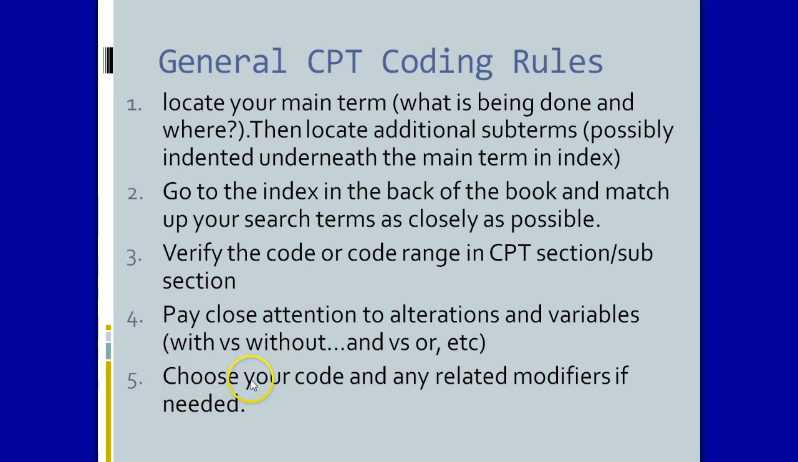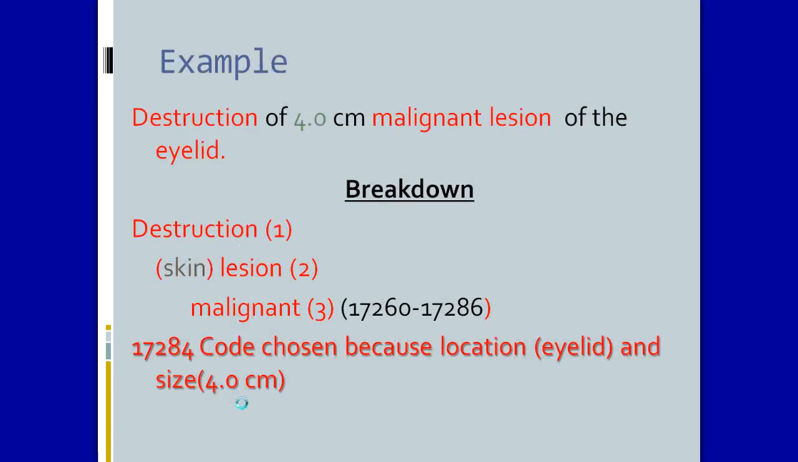Okay, and then what we would do is choose your code and any related modifiers if needed. Now we know modifiers will not modify the procedure completely, but they modify it slightly. For instance, a bilateral procedure. If our CPT code does not include a description for bilaterally, then we would use modifier 50 to explain that the provider rendered the services on both sides of the body.